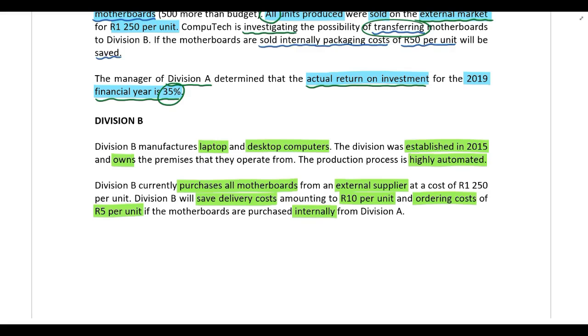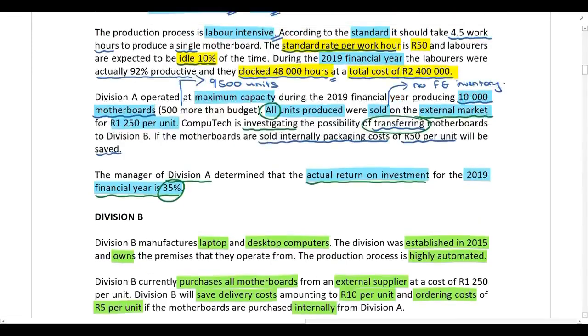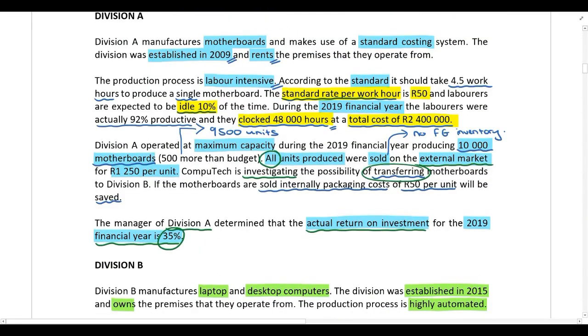Because guys, when we read through the information provided in the scenario, you would have seen that Division A and Division B have very different asset bases. Firstly, we know that Division A was established in 2009, whereas Division B was established in 2015, 6 years later.